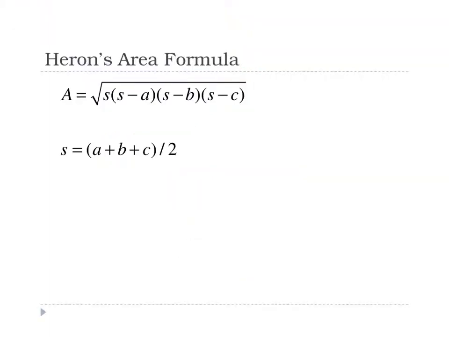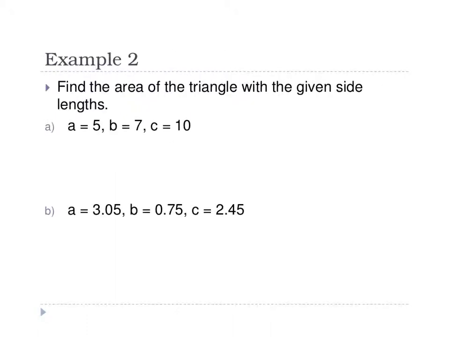All right, the last thing we're going to talk about is Heron's area formula. So what we want to do is first find S. Basically, you take all three sides, A, B, and C, then divide by 2, and then you plug it in here. So area is equal to the square root of S times S minus side A times S minus side B times S minus side C.